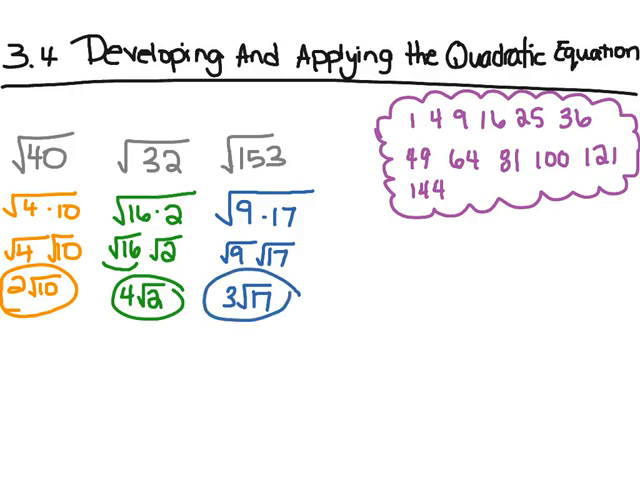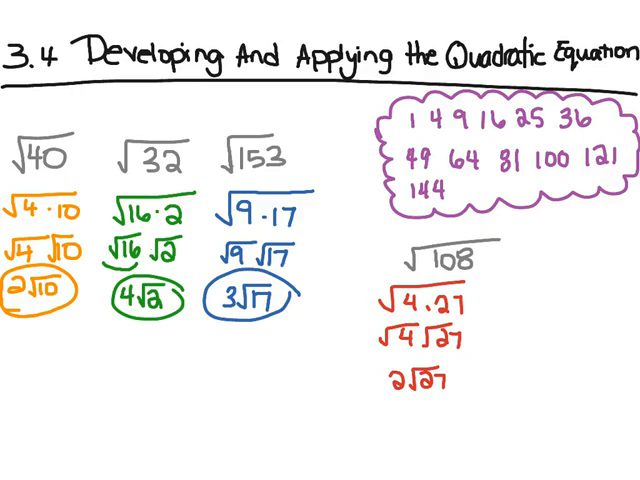And for the last example, let's go with 108. I'm going to divide 4 into this one. So if I take 4, it's going to be 4 times 27, which is root 4 times root 27. We'll get 2 root 27. Now if I look at this 27, I know that 9 goes into it. So we can break this up again to 9 times 3. So it's going to be 2 times 3 times root 3, which is 6 root 3.